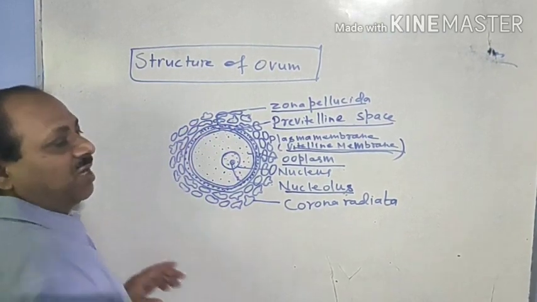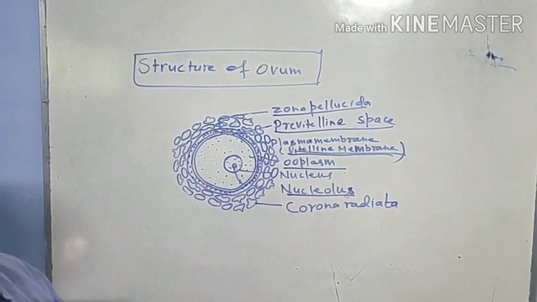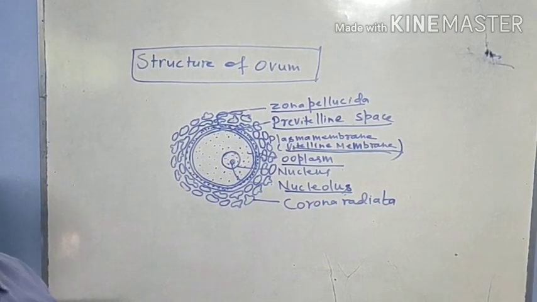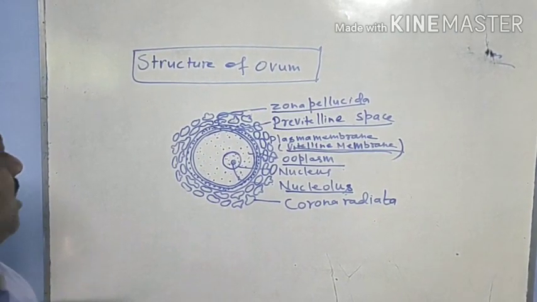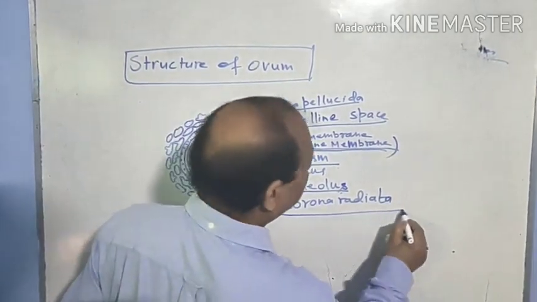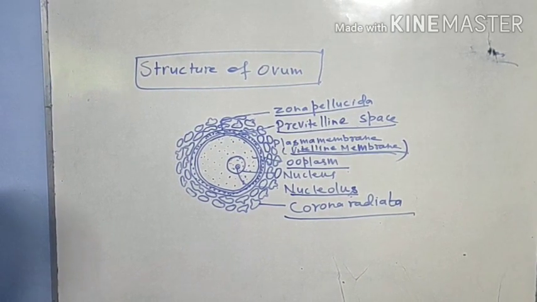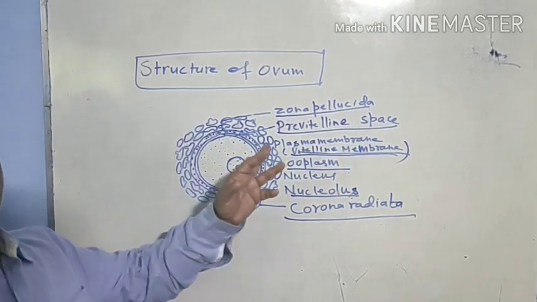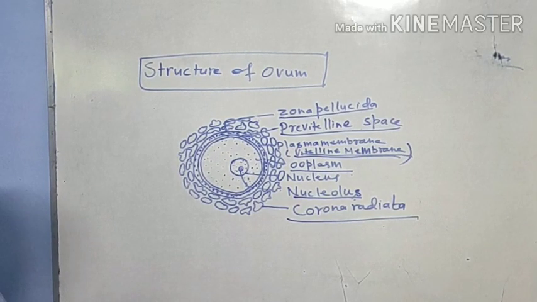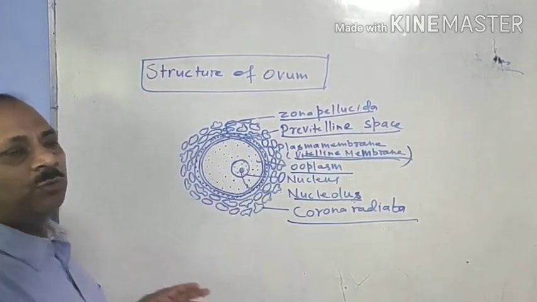Zona pellucida is surrounded by follicular cells which become enlarged. These cells are known as corona radiata, and these cells secrete zona pellucida. This is the structure of ovum.